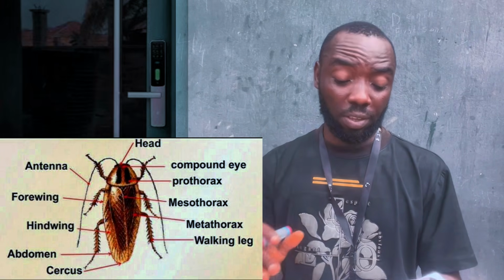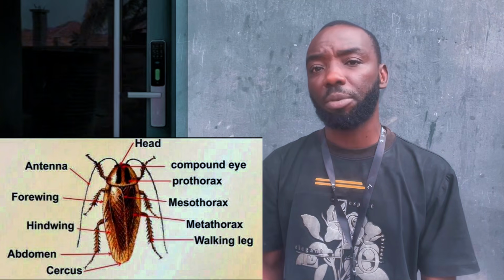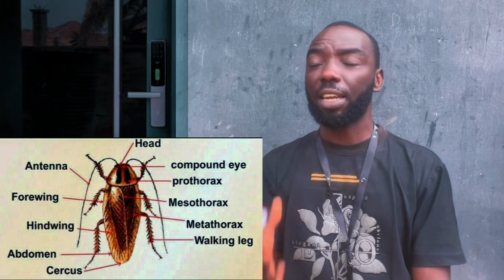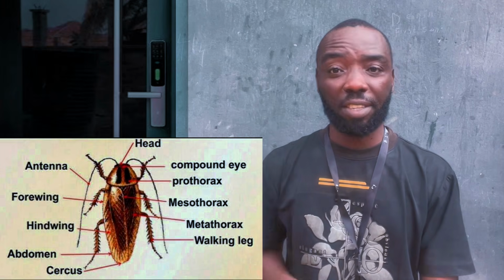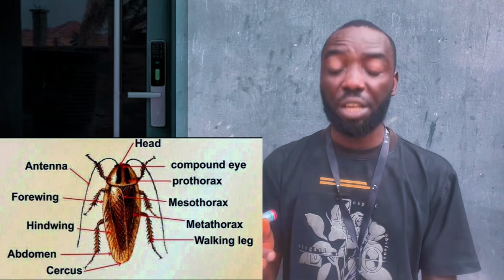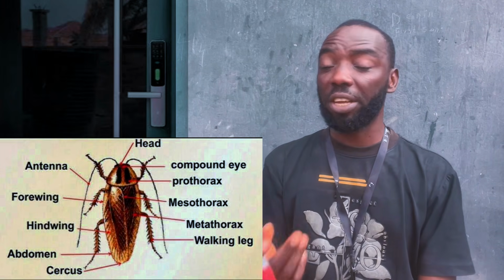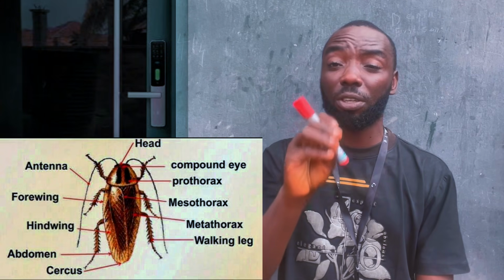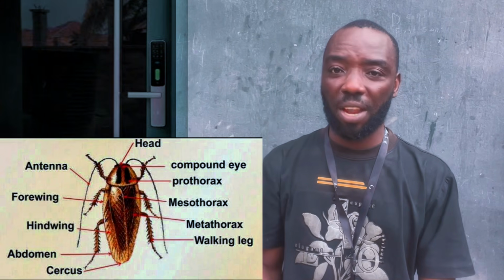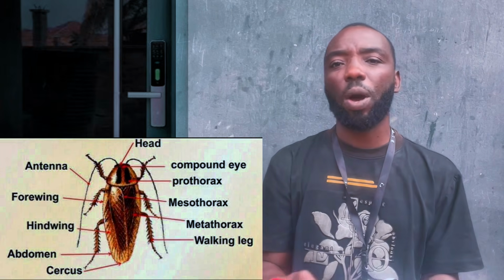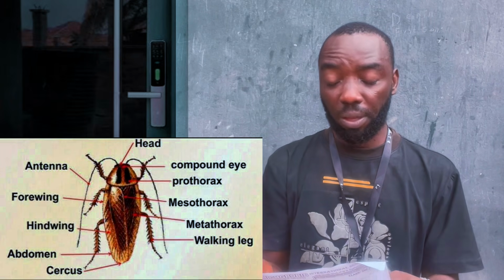Okay, let's talk about the classification of this organism. Under kingdom we say that they are Animalia, the phylum they are Arthropoda, while the class they are insects. So why are they called insects? Because they are the only organisms that belong to the phylum Arthropoda that have wings and can fly. So these are the reasons why they are called insects.